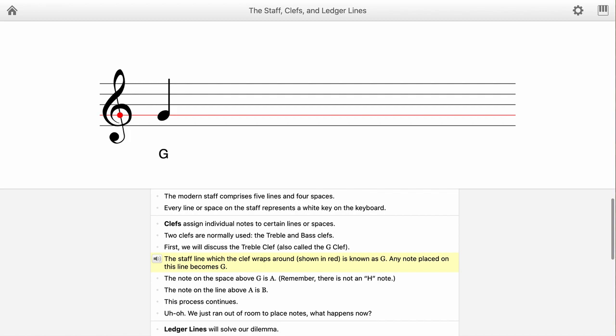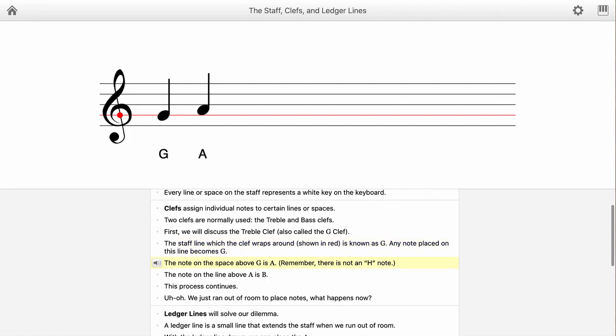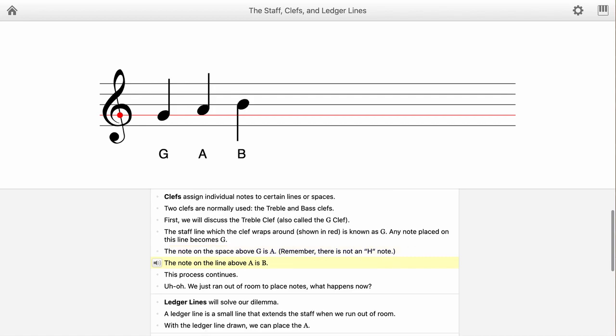As we go higher on the staff, we go forward in the alphabet. The note on the space above G is A. Remember, there is no H note. If we keep going higher, we continue to go forward in the alphabet. The note on the line above the A is then B. So the process continues. We keep going up, alternating from line to space to line to space in order, and then continue forward in the alphabet.